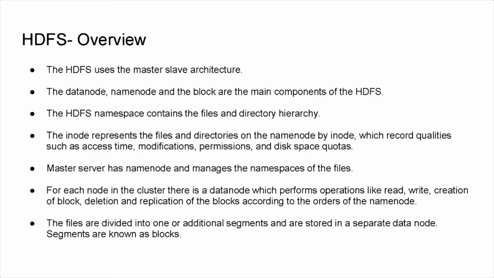HDFS uses the master-slave architecture. The data node, name node, and the blocks are the main components of HDFS. The HDFS namespace contains the file and directory hierarchy. The files and directories are represented on the name node by inodes, which record attributes such as access time, modifications, permissions, and disk space quotas.